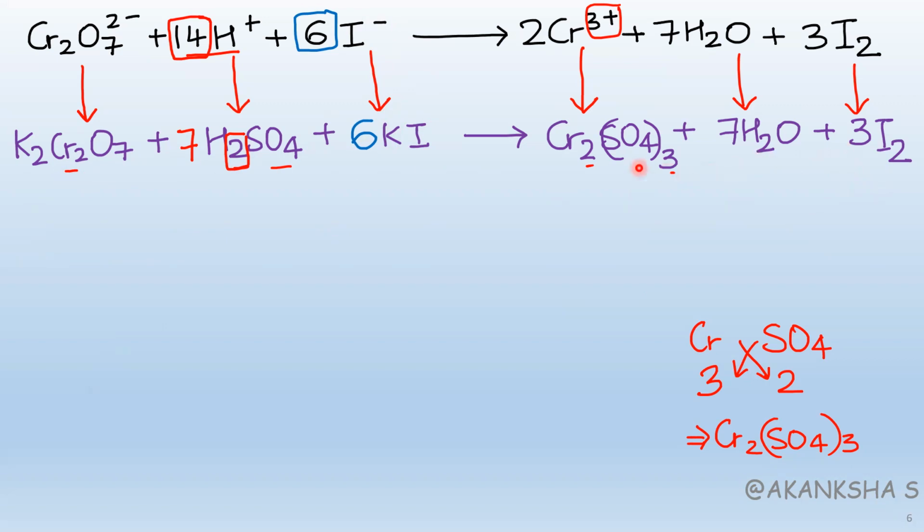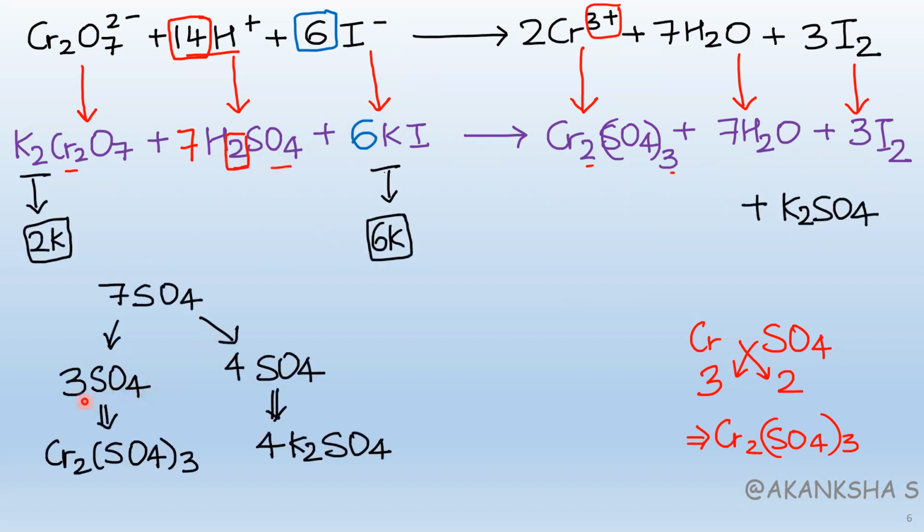But if you look closely, some potassiums have not been utilized and some sulfates have not been utilized. So there are totally 7 sulfates, correct? Of these 7 sulfates, 3 sulfates have been taken up by chromium to form dichromium sulfate. Okay, whereas 4 sulfates are remaining. Along with them, even 8 potassiums are remaining, and we do not find them in the product. So what do we do?